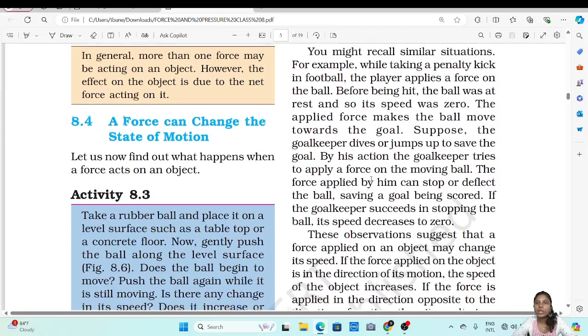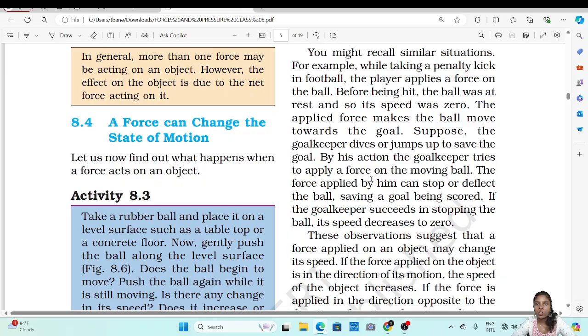For example, while taking a penalty kick in football, the player applies a force on the ball. Before being hit, the ball was at rest, so its speed was 0. Suppose there is a penalty shot happening, and initially the ball is at rest. There is no movement of the ball.